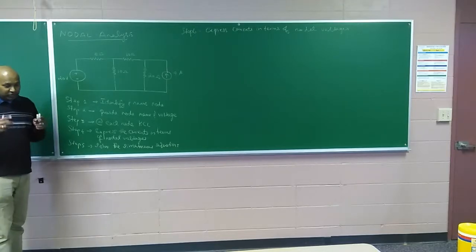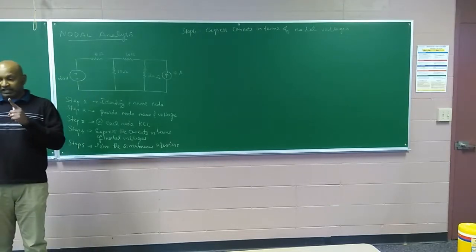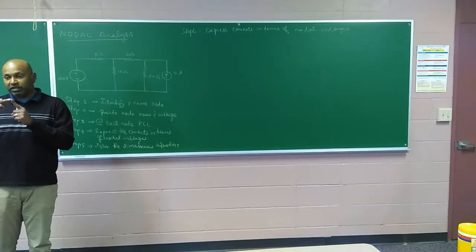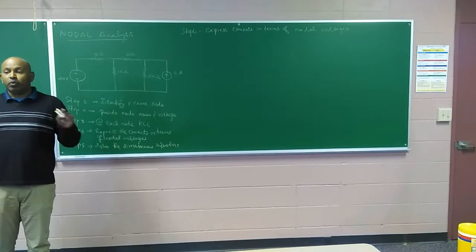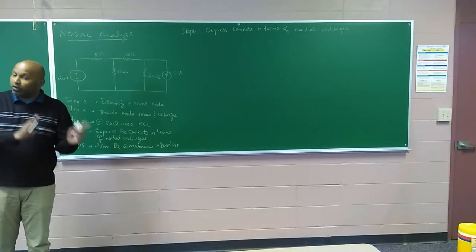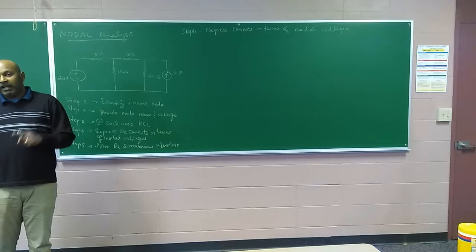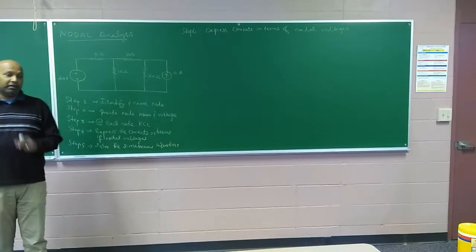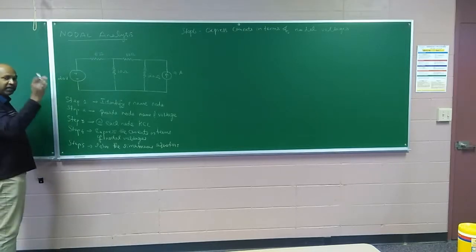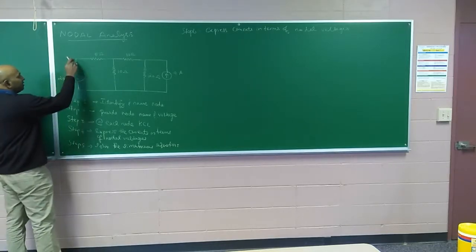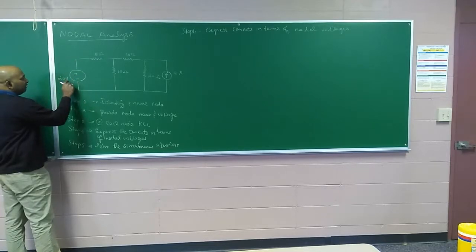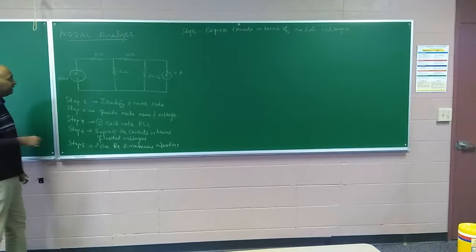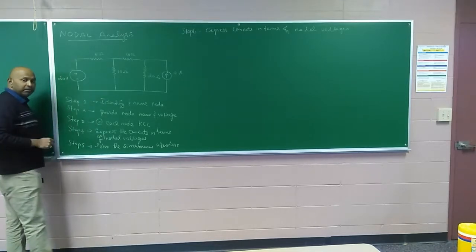So a node, as we looked at earlier, is defined as a point where two or more circuit elements are connected to each other. It does not matter what type of circuit element, passive or active, independent or dependent, it doesn't matter. As long as you have two circuit elements connected together, that becomes a node. So the first node would be this one, in which you have the 20 volt voltage source and the 5 ohm resistor connected. So I'm going to circle that. So this is node number 1.